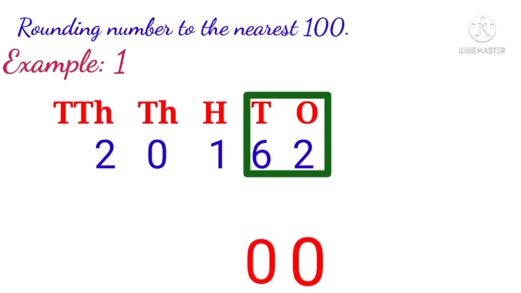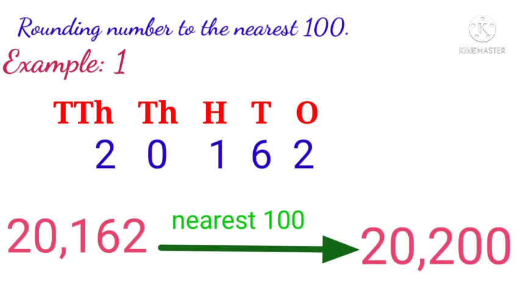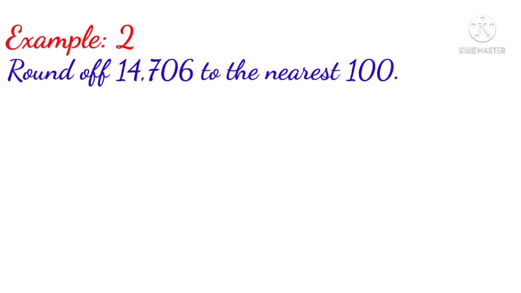So, when we round off 20,162 to the nearest 100, we get 20,200. Example 2. Round off 14,706 to the nearest 100.